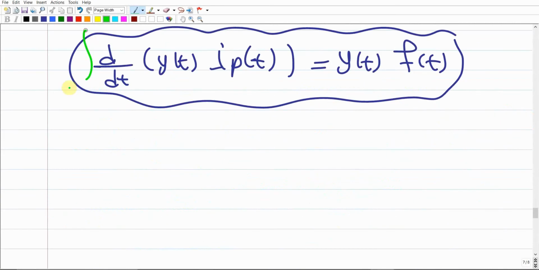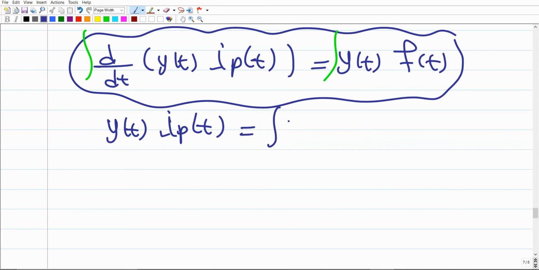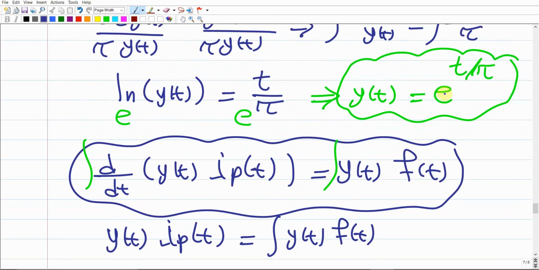Now let us apply the integration to both sides. This integration is going to get rid of the derivative, right? If we do the integration, the derivative will be cancelled. So we're going to end up on the left-hand side with just y(t) times I particular of t, equals the integration of y(t) f(t), right? So how much is y(t)? y(t) we already got.